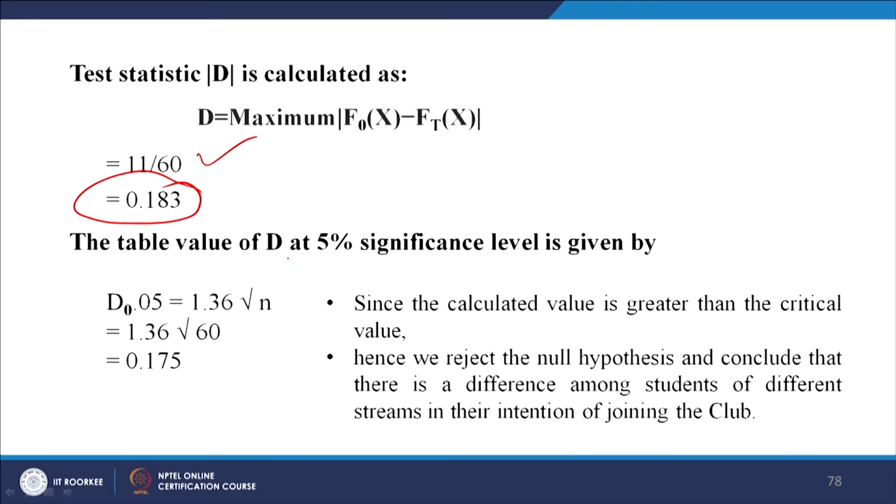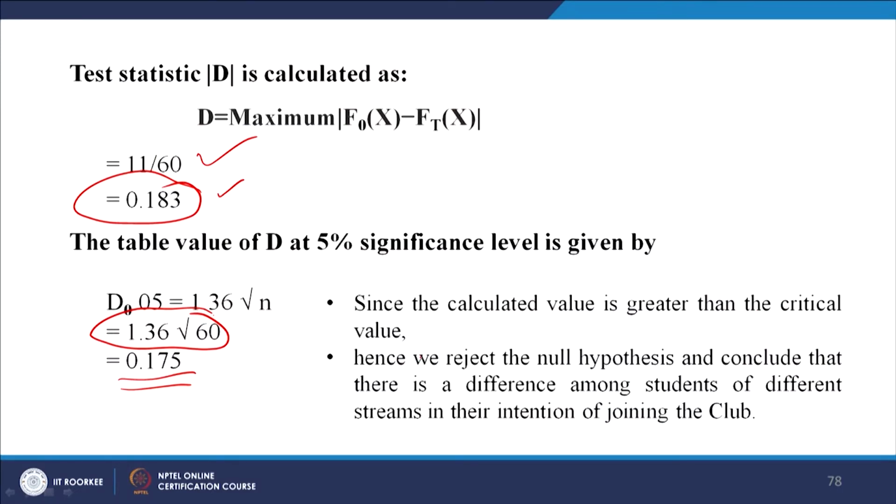Now, the table value of D at the 5% significance level is given by this formula: 1.36 into root over n, which comes to 0.175. Now, you see your calculated value was 0.183, your table value is 0.175. So, what will you do? Since the table value is less than the calculated value, the null hypothesis is rejected. Since the calculated value is greater than the critical value, we reject the null hypothesis and conclude that there is a difference among students of different streams in the intention of joining the club.